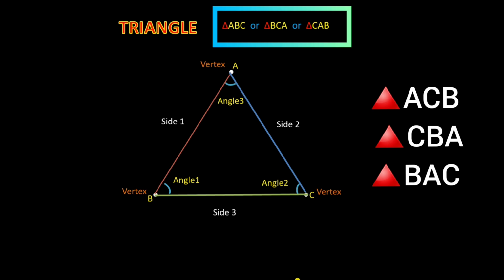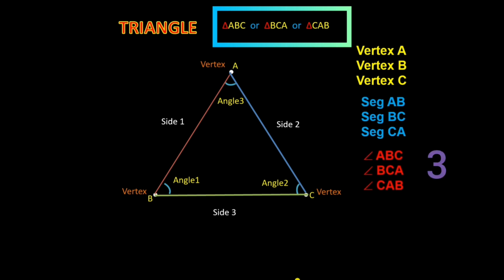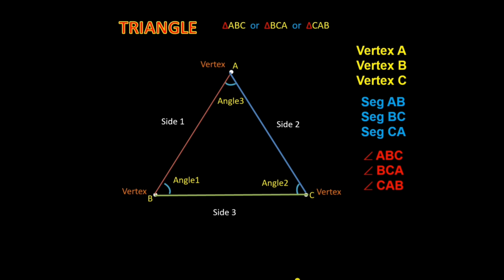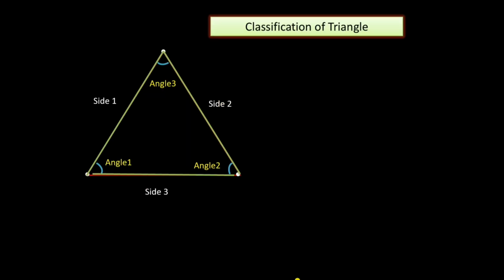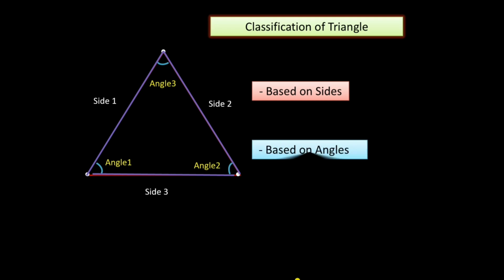Now, what you know about triangles is it has 3 vertices, 3 sides and 3 angles, right? What else is there to know about triangles? Let us learn today how to classify triangles. One way in which they can be classified is based on the length of their sides. The other way in which triangles can be classified is the measure of its angles.